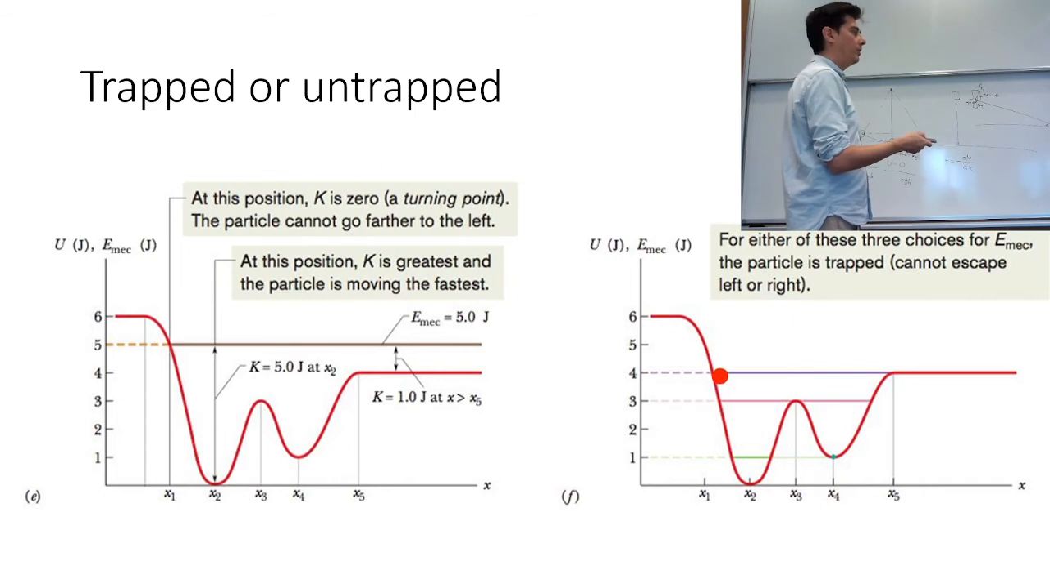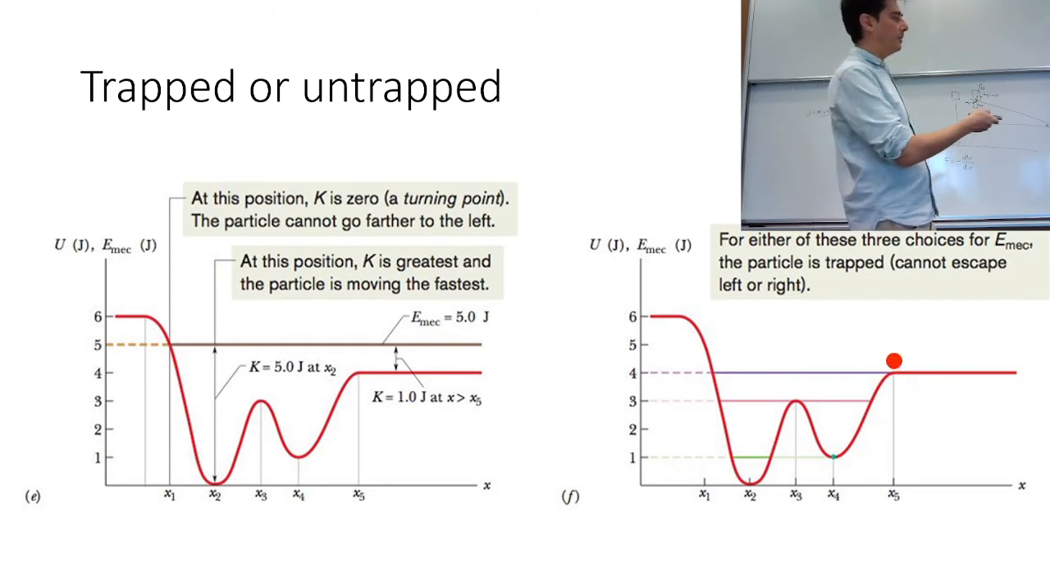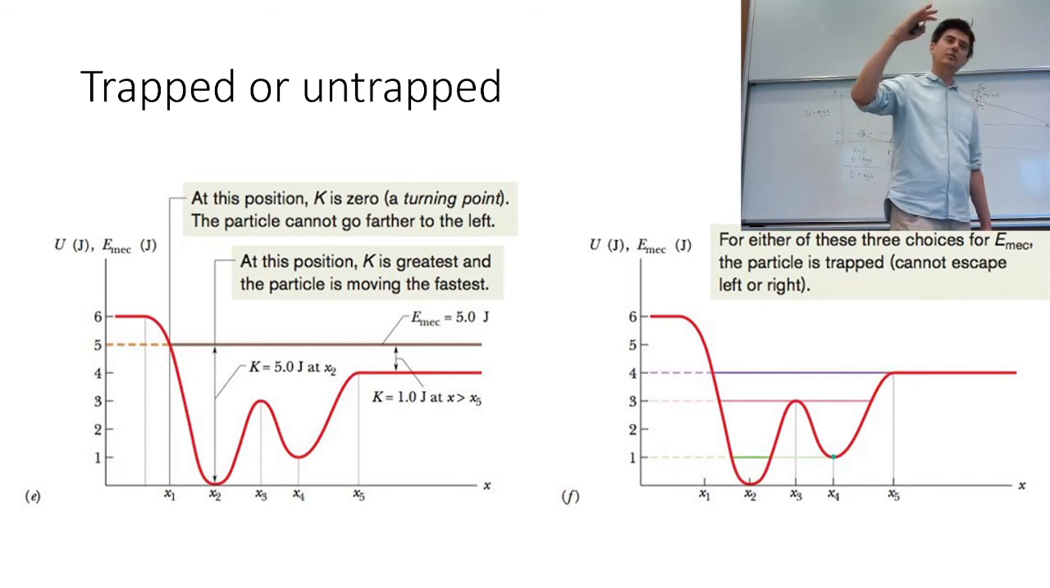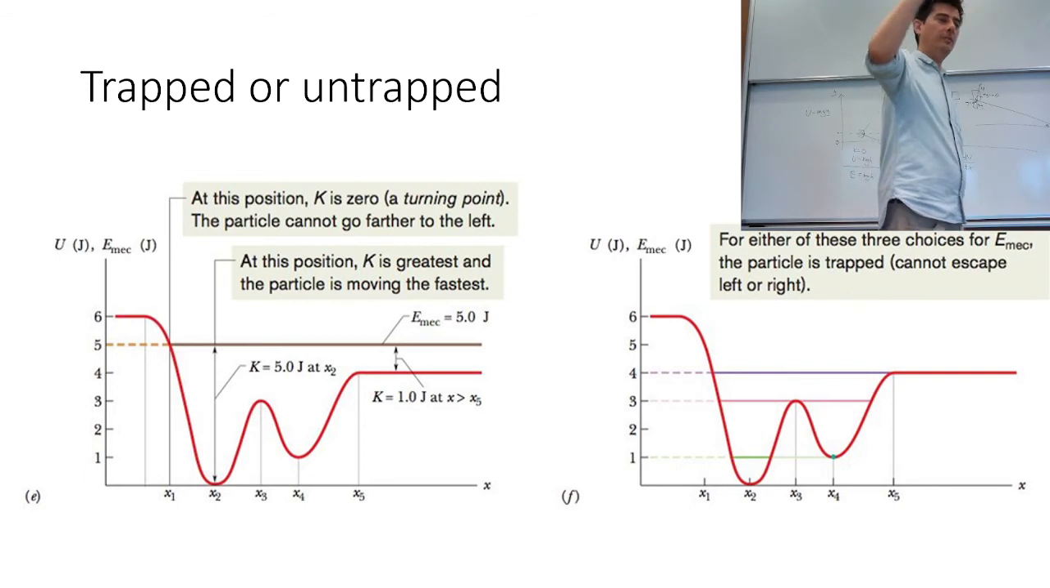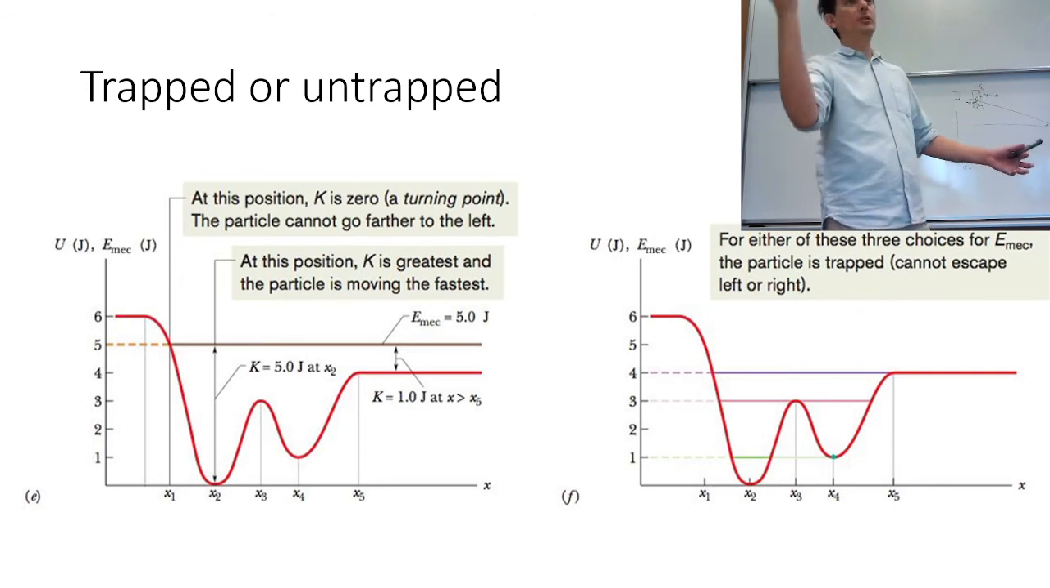For the 4 joules one, it would come back here and probably roll back here. This is a bit of a pathological example, because you don't know if it will just stop here. If it was less than 4, then it would definitely roll down and keep on going back and forth. But if it's 4, it could just sort of sit there, right?